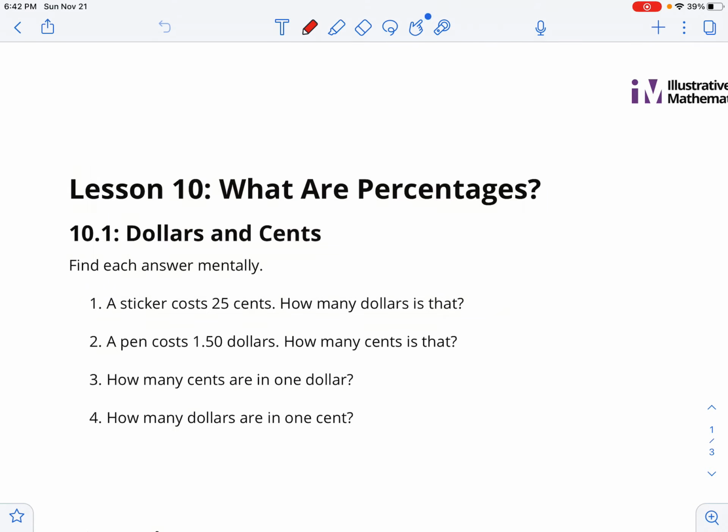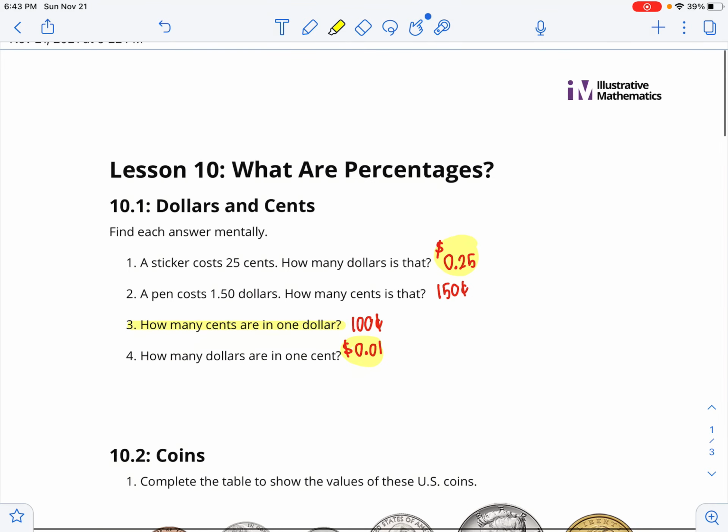So we know that 25 cents can be written as $0.25, and $1.50 can be written as 150 cents. We know that there are 100 cents in a dollar, and in 1 cent, there is $0.01. You're probably more used to seeing money written like this because we don't often count out our cents without the decimal. But if you always reference back the common knowledge that there are 100 cents in a dollar, you should be able to work to determine the number of dollars in a cent, and so on.